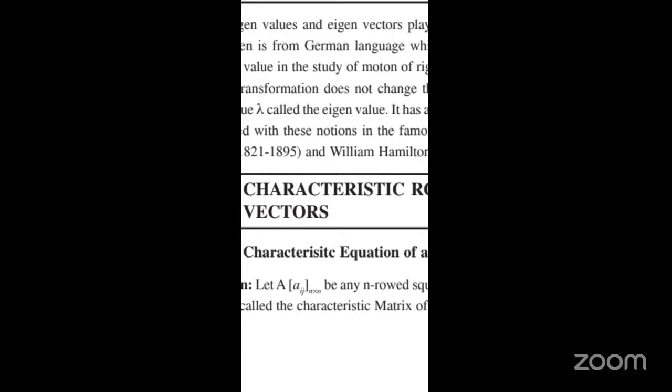Let A be any square matrix of order n by n. The number of rows and columns must be equal for the given matrix; that is called a square matrix. So, the given matrix is a square matrix. That is, let capital A be a square matrix of order n.